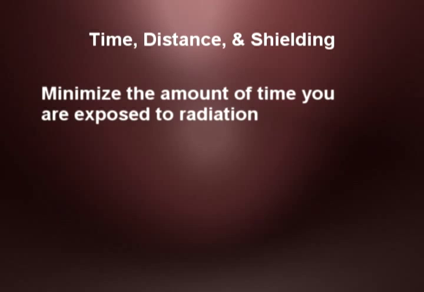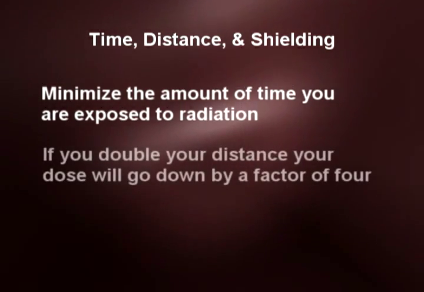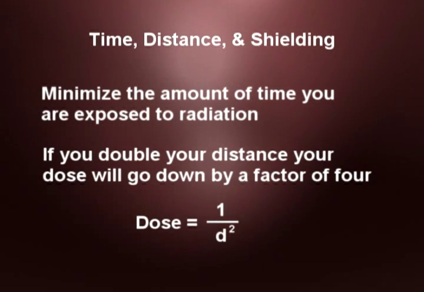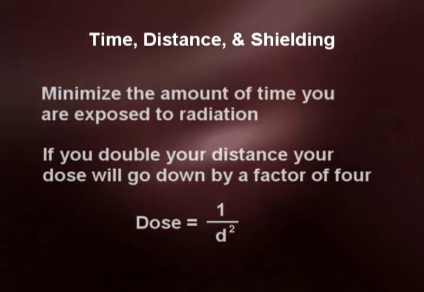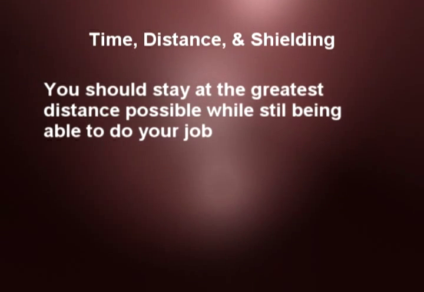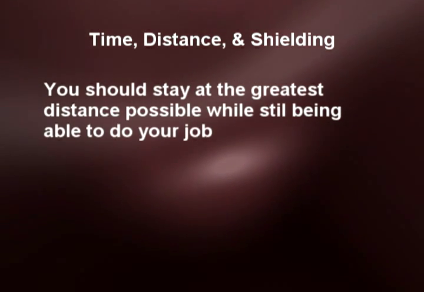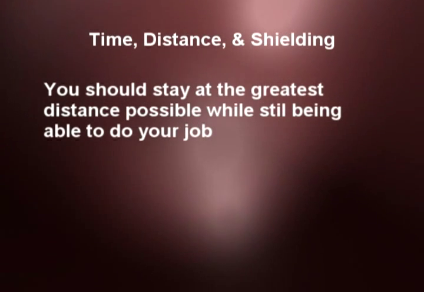Distance is the second one. Radiation dose drops off as the square of the distance. If you double your distance, even just taking one step back from a device, your dose is going to go down by a factor of 4. So you should stay at the greatest distance possible from the source of radiation while still being able to do your job. Obviously, if you're a nurse, you may have to be at the patient's bedside or right next to the operating room table, and in that case, you just don't have a choice.